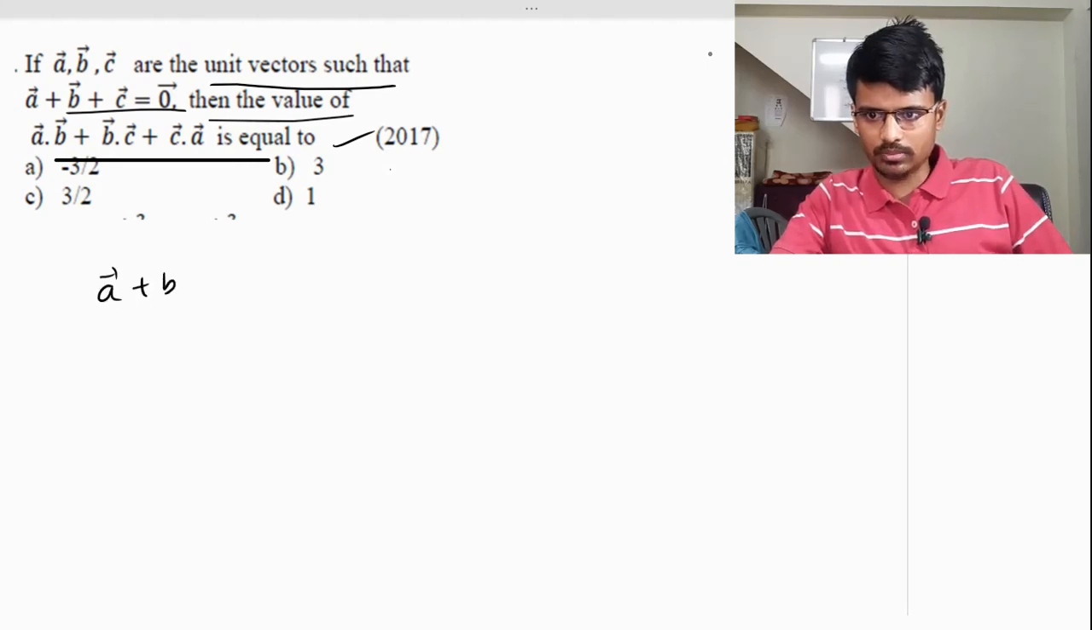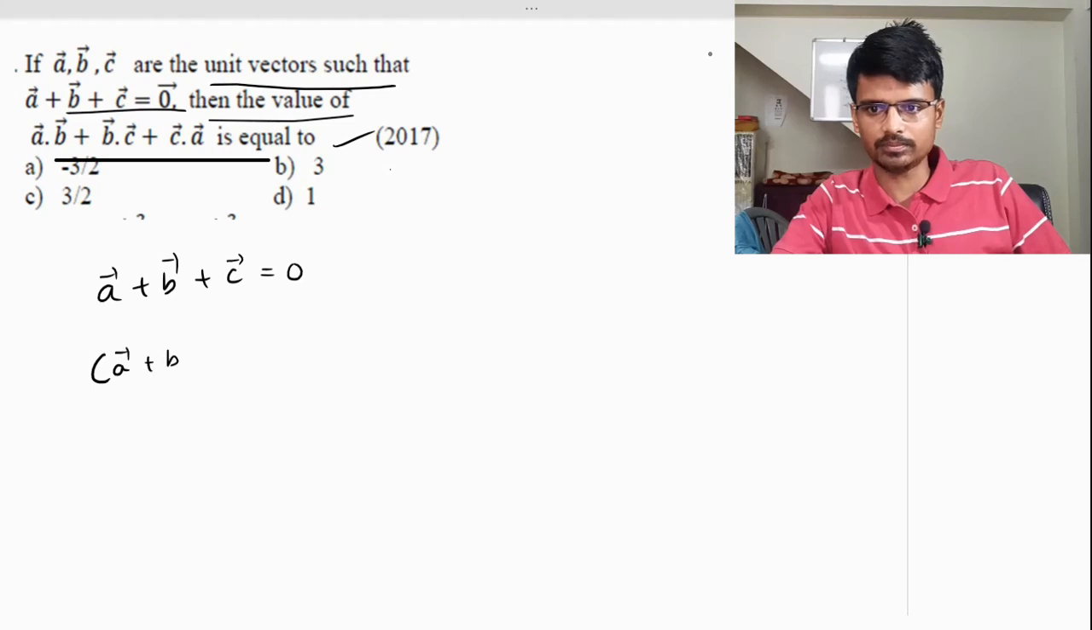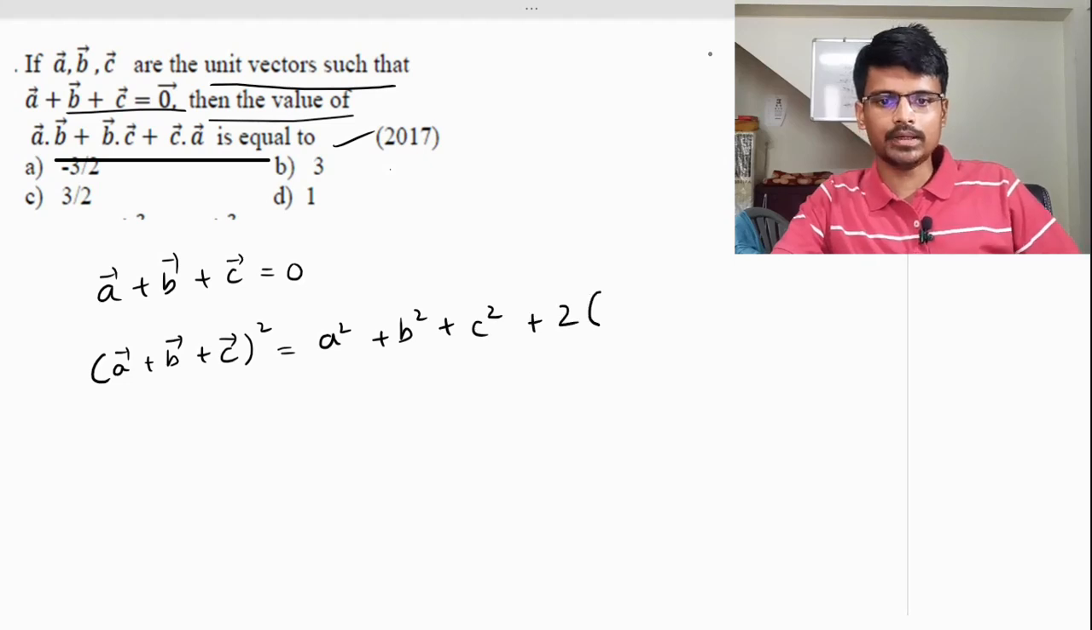A plus B plus C is equal to 0. So I'll use the squaring technique. If I square this, what do I get? This expression is known to you, right? So let me just write that down, and here I have 2(ab plus bc plus ca), right?